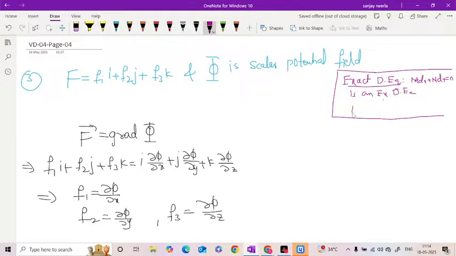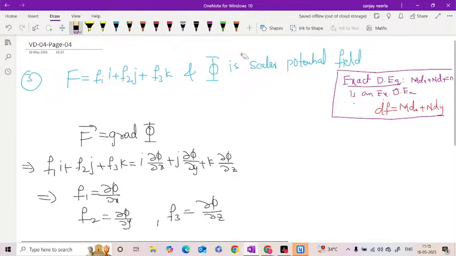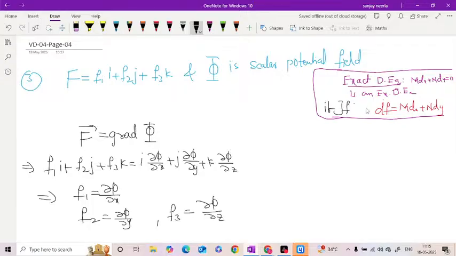Then the whole differential expression M dx plus N dy you have to be able to write in the form of some df. Definition: if there exists an f such that df is equal to M dx plus N dy, the given differential equation we call an exact differential equation.